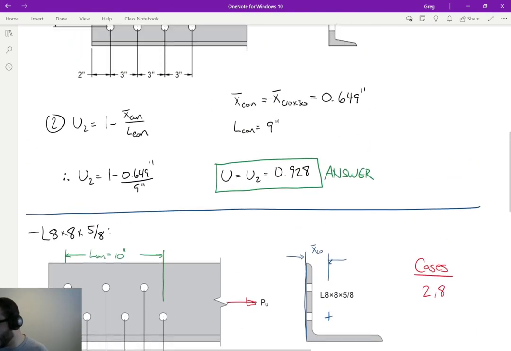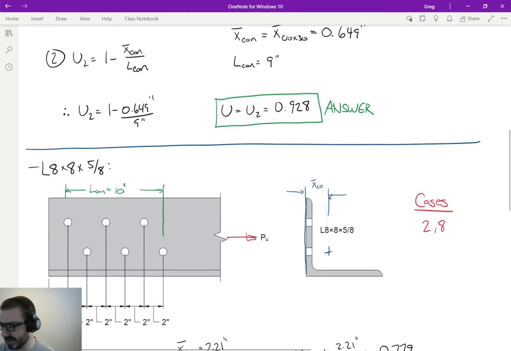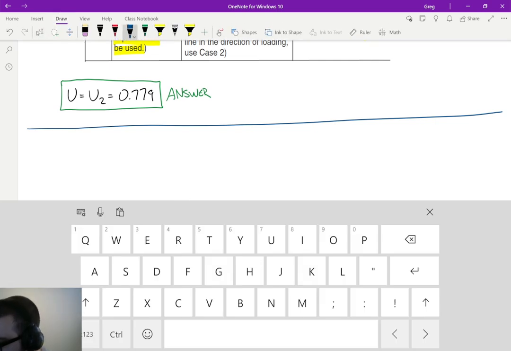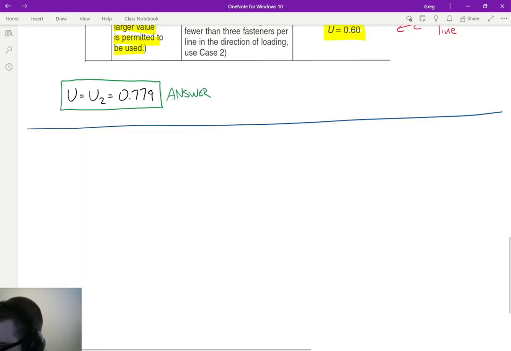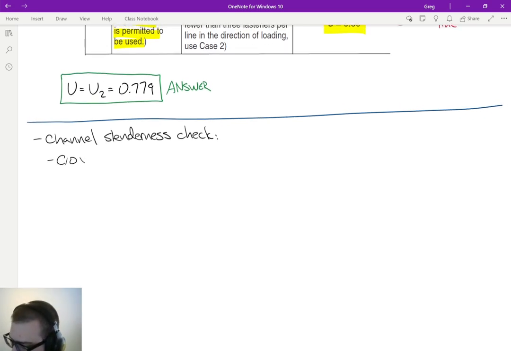Okay, now we got one other part of this problem. This part's kind of new, so I'm gonna scroll up to the very beginning. Also, does this channel meet the suggested slenderness limits if it is 15 feet long? So we're going to go back to the C10 by 30 and ask about its slenderness limits. Channel slenderness check. Okay, so we're looking at the C10 by 30.